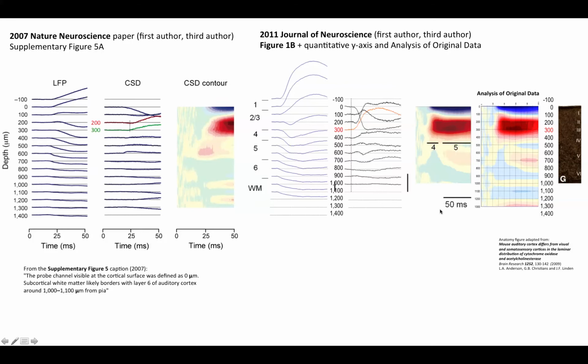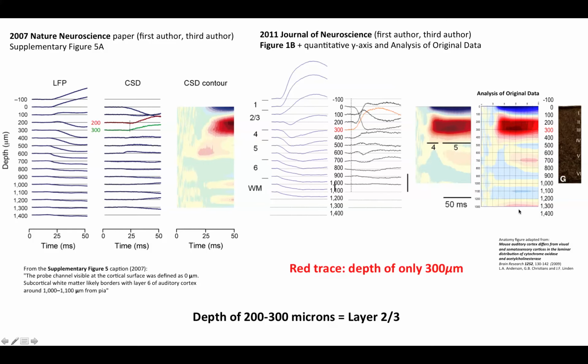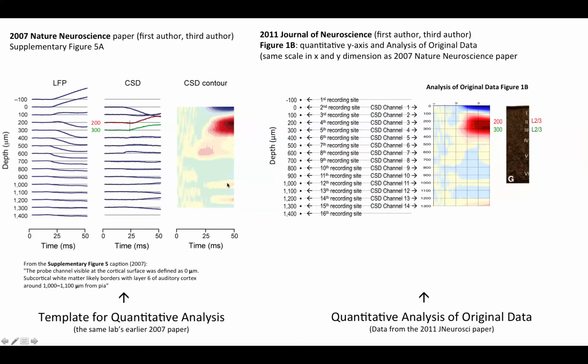And again, my template for all of this is the 2007 Nature Neuroscience paper, and you can see just how perfectly these line up. The sink and the source in red and blue are in the same spots. Now again, I don't quite have the x-axis scale bar set. This is 0 to 100 milliseconds, this is 0 to 50 milliseconds, so I'm going to analyze this original data showing just the first 50 milliseconds so that it's in alignment with this. And that's what I'm showing here.